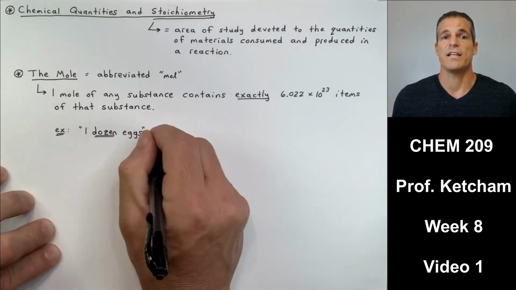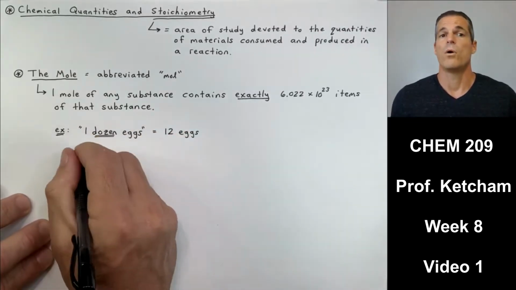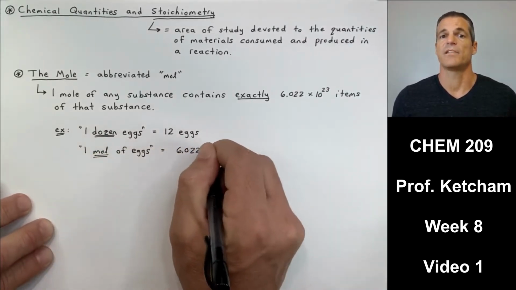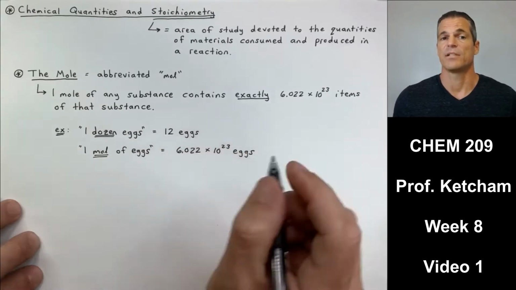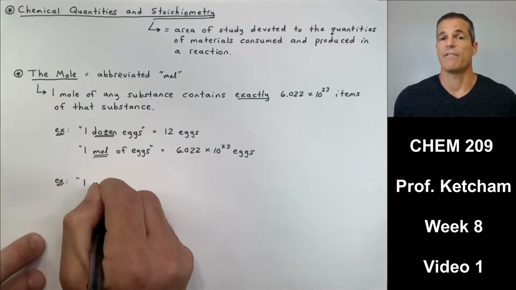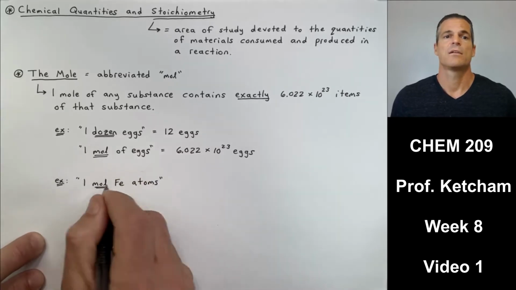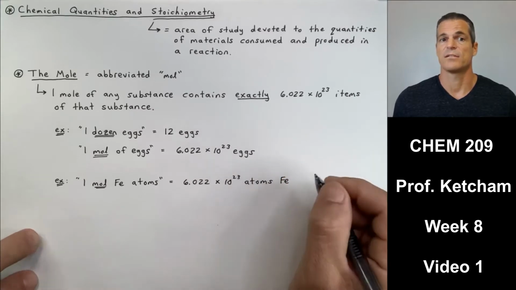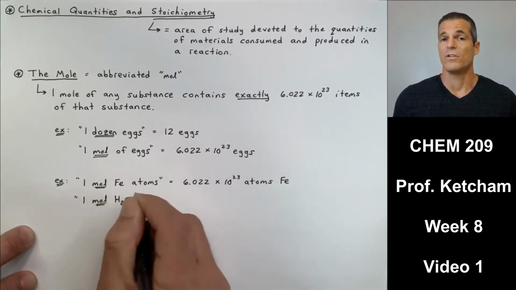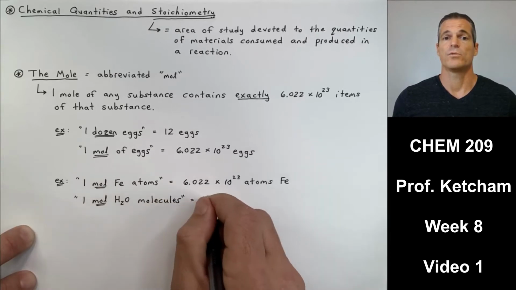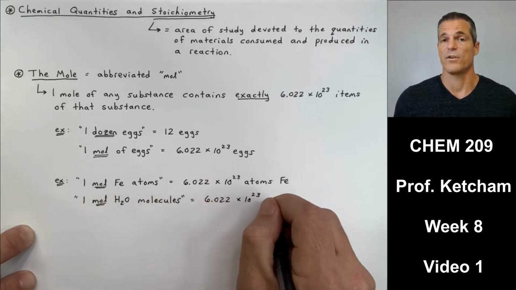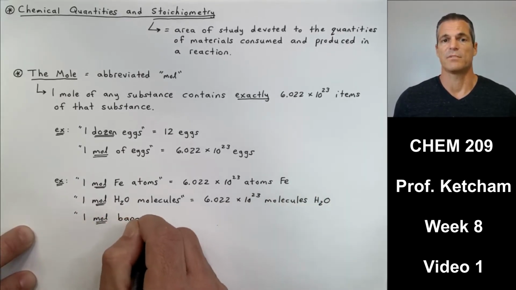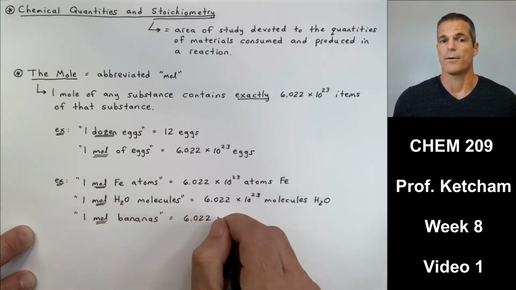The mole, abbreviated mol: 1 mole of any substance contains exactly 6.022 times 10 to the 23rd items of that substance. So for example, if I say I have a dozen eggs, I have 12 eggs, right? Well, if I have 1 mole of eggs, I have 6.022 times 10 to the 23rd eggs. Second example, 1 mole of iron atoms is equal to 6.022 times 10 to the 23rd iron atoms. 1 mole of water molecules, 6.022 times 10 to the 23rd molecules of water.